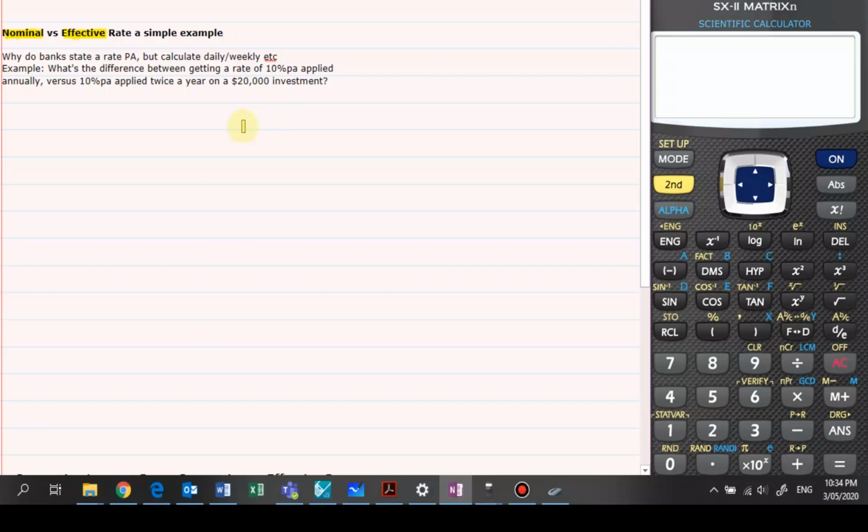real terms. All right, so the question I pose is, why do banks state a rate per annum but calculate the rates on a daily, weekly, monthly basis? For example, what's the difference between getting a rate of 10% per annum applied annually versus 10% per annum applied twice a year on a $20,000 investment? Okay, so we're investing something.